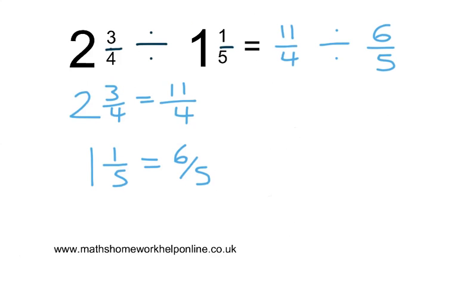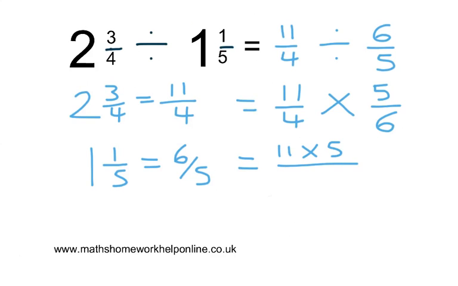Again, we need to do the keep, change, flip. Keep the first fraction, 11/4, change the divide to a times and flip the second fraction. So instead of 6 over 5, it will be 5 over 6. Now we just need to multiply across the top, so 11 times 5, over 4 times 6 on the bottom. So that is equal to 55 over 24.